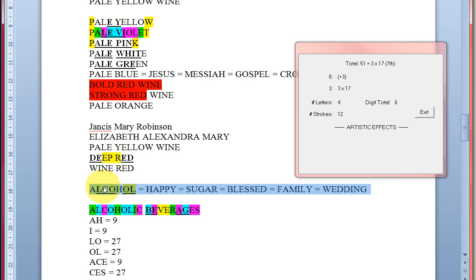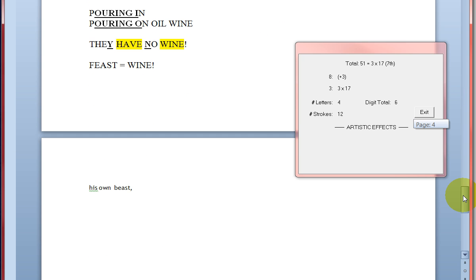Well, do the math yourself. All these words equal each other. Okay, and so here we are. Jesus' first miracle is literally injecting alcohol into water at a wedding for the purpose of a family to be blessed. He also added sugar and made everyone happy. Okay, so back to our story here. So feast equals wine. Feast equals 51 equals wine. That's a huge gem. What happens if you put them together?